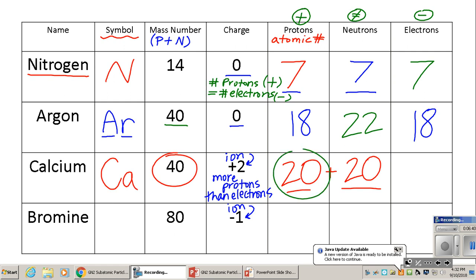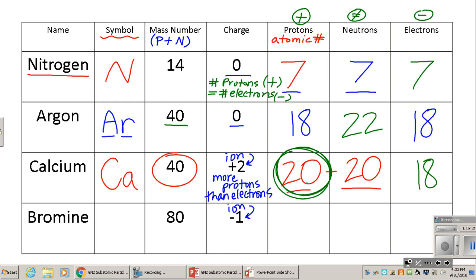Well, this number 20 cannot change. Okay, this number can't change. That's our atomic number. It's got to stay the same, because if we change that atomic number, we're not dealing with calcium anymore. So we have 20 protons. We need to have 2 more protons than electrons, so we can only have 18 electrons in order to get that. So a lot of times what my students notice is that we take this atomic number, the number of protons, and we do the opposite of what the charge says. If the charge is +2, we're going to take that proton number and subtract 2 to get the number of electrons.